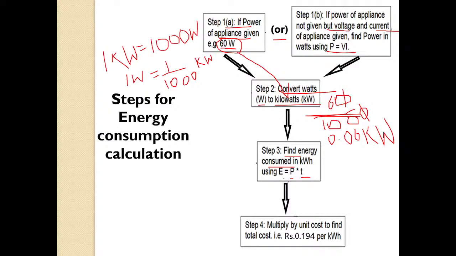Now in step 3, what is energy consumed? It is 0.06 into the number of hours that the electrical apparatus has been operating. Let us assume it has been turned on for 2 hours. So just multiply 0.06 into 2.